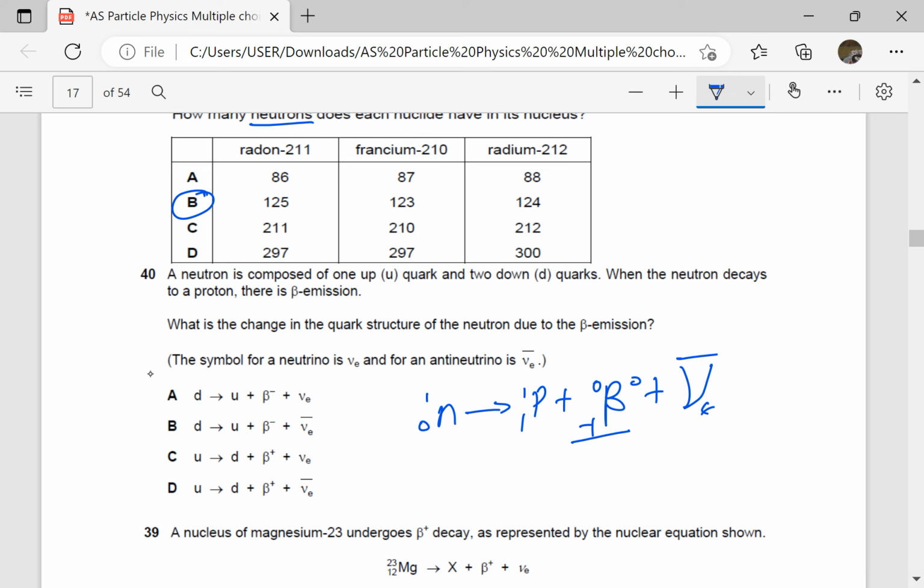So this makes the answer: up, down, down changes to up, up, down. So a down quark changes to an up quark. So we have down to up. This one and this one are wrong. Then down changes to an up quark plus beta minus, and beta minus is accompanied by an antineutrino. So the answer is going to be B.